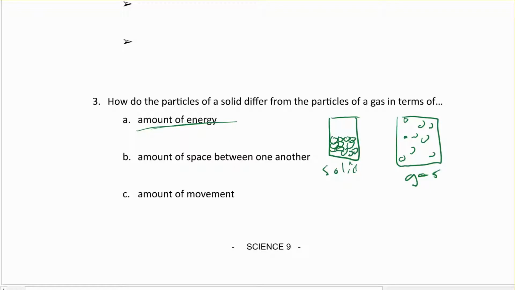The amount of space between one another, well, again, the gas particles have more space between them, right? Amount of movement, the gas is definitely moving more. In terms of the solid, they're not moving as much, right? All right, moving on to the next one.